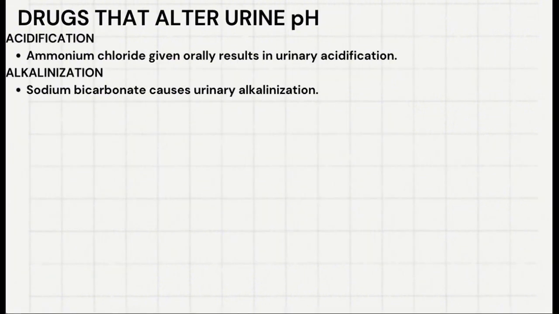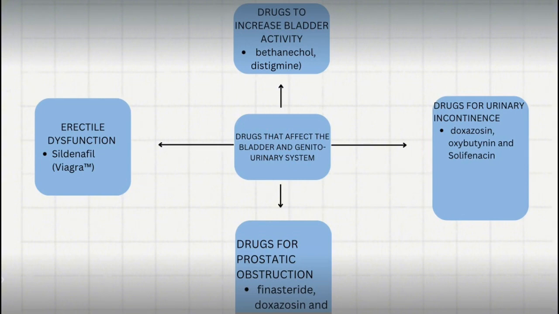The drugs that alter urine pH are acidifying agents like ammonium chloride and alkalinizing agents like sodium bicarbonate. The drugs that affect the bladder and genitourinary system are, first, drugs to increase bladder activity like bethanechol and distigmine. The second is drugs for urinary incontinence like doxazosin and oxybutynin. The third is drugs for prostatic obstruction like finasteride and doxazosin. The last is drugs for erectile dysfunction like sildenafil or Viagra.